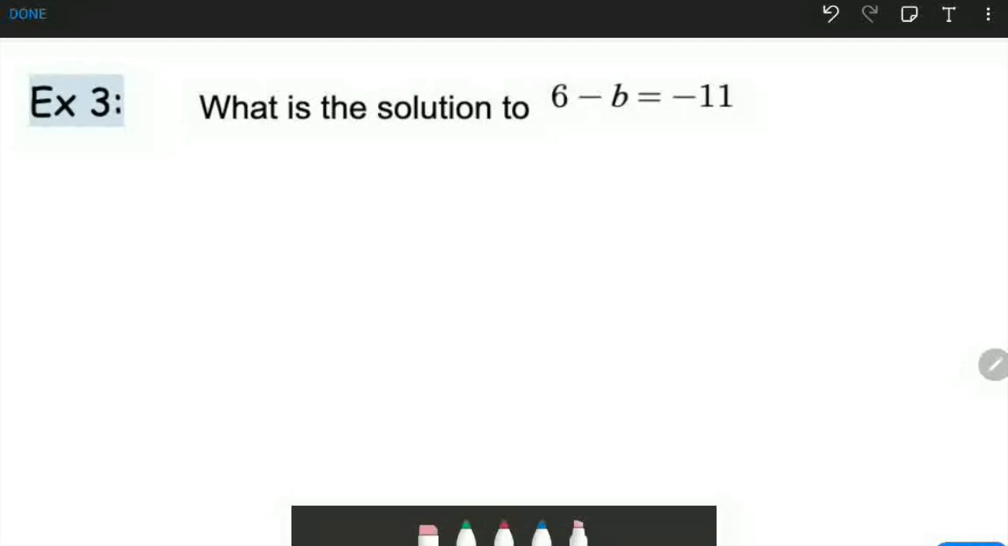Okay. In example 3, we're going to solve the equation 6 minus b equals negative 11. Now this one is tricky for a lot of people. A lot of common mistakes are made here. For example, the first common mistake someone might make is trying to get rid of the addition and subtraction, and they often add 6. Adding 6 doesn't actually get rid of this 6. This 6 is a positive 6. This minus sign is in front of the b, so the negative portion is actually with the b.